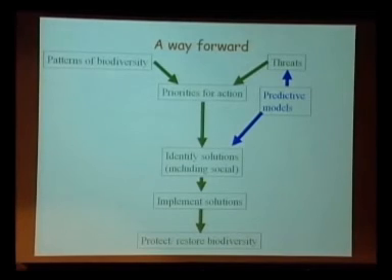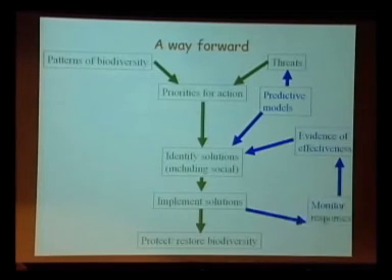I've talked about predictive modeling and research in general, and that can help contribute towards understanding what the threats are, and identifying which solutions work, along with various other research methods. Perhaps more importantly, there's this loop here that I think we're missing out on. We need to be monitoring the responses of the interventions, documenting the evidence of effectiveness, and feeding that back round so that we're improving what we're doing and the whole process becomes much more effective and much more efficient.